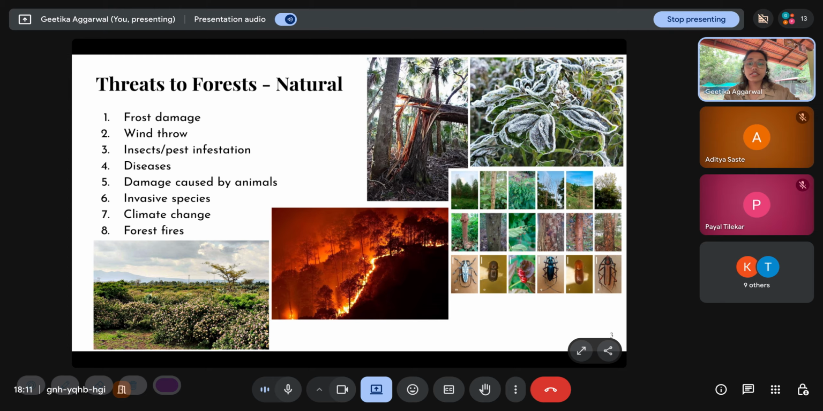And last but not the least, as I said, are forest fires. So you know that there are a lot of natural causes that can lead to forest fires, and forest fires are a direct threat to the forests, because there is full-on fire destroying the entire forest stands. Right? So these are some natural causes that affect forests.